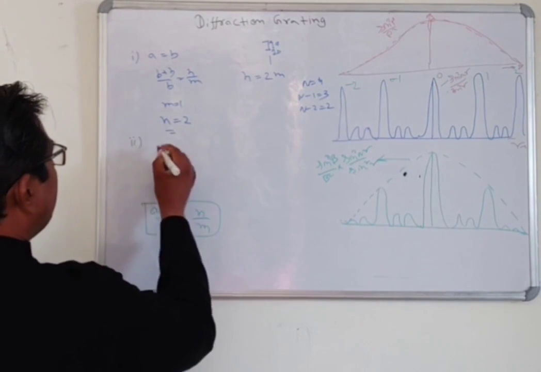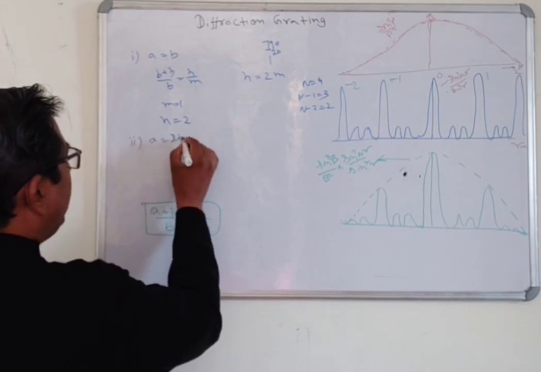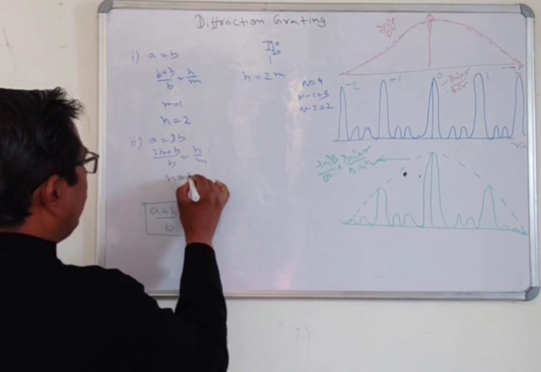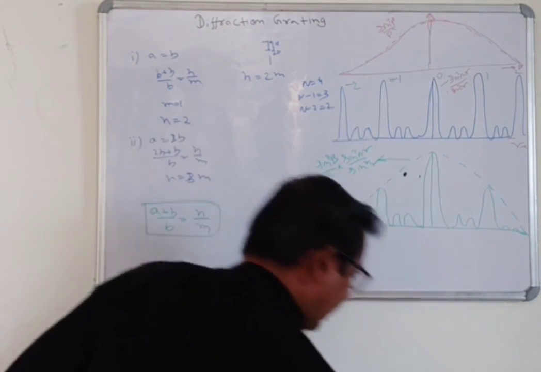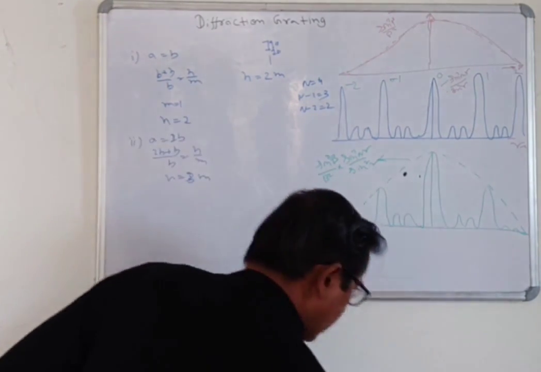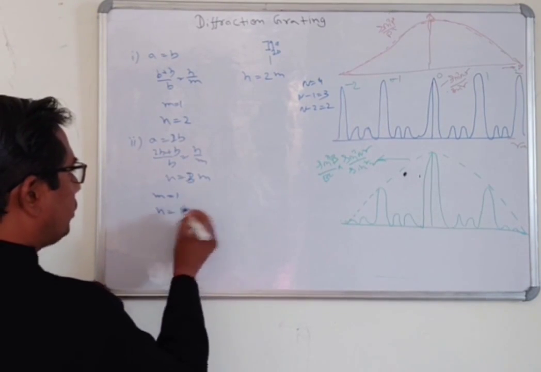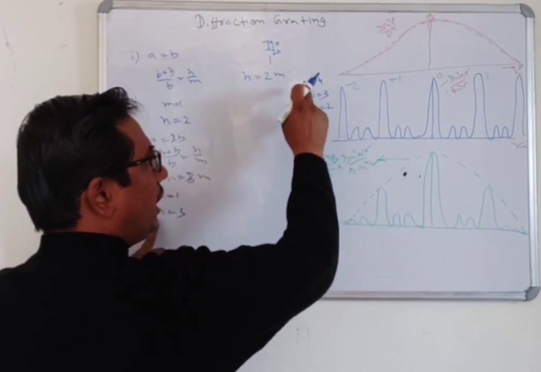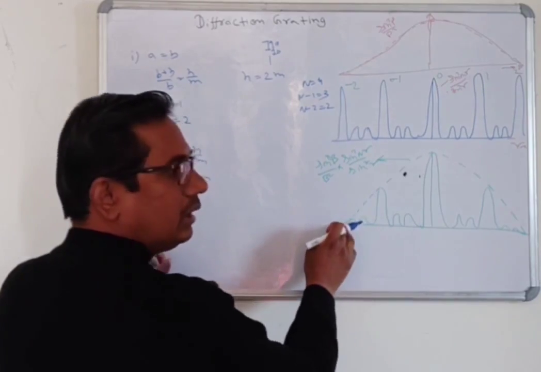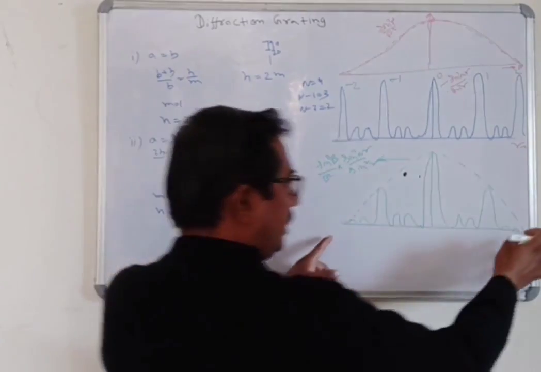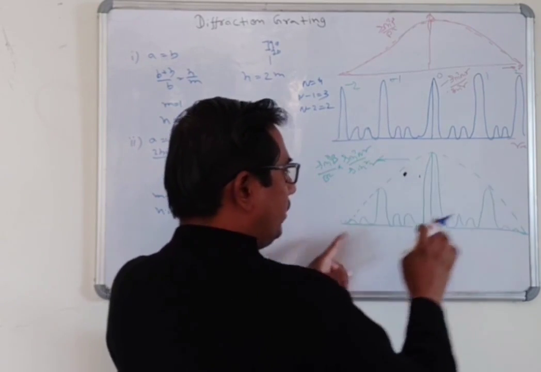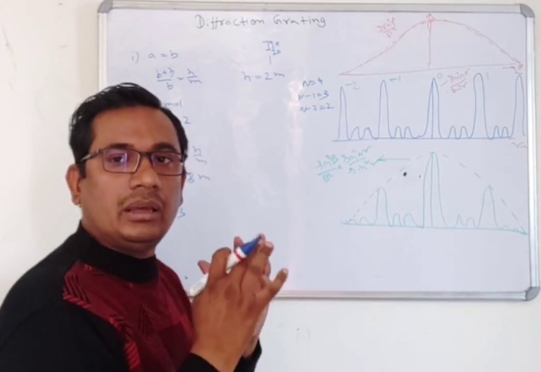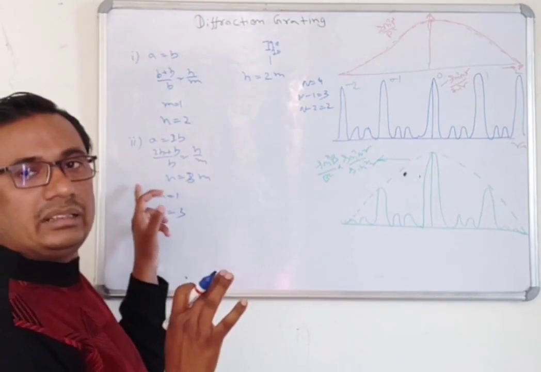Suppose here a is equal to 2b. Then (2b + b) upon b is n by m, so n is equal to 3m. You will see that at this condition, m is equal to 1 and n is equal to 3. It means that the third order will be missing. So in this diffraction envelope, we will see n is equal to 0, n is equal to 1, and n is equal to 2, but 3 will be missing at this condition.